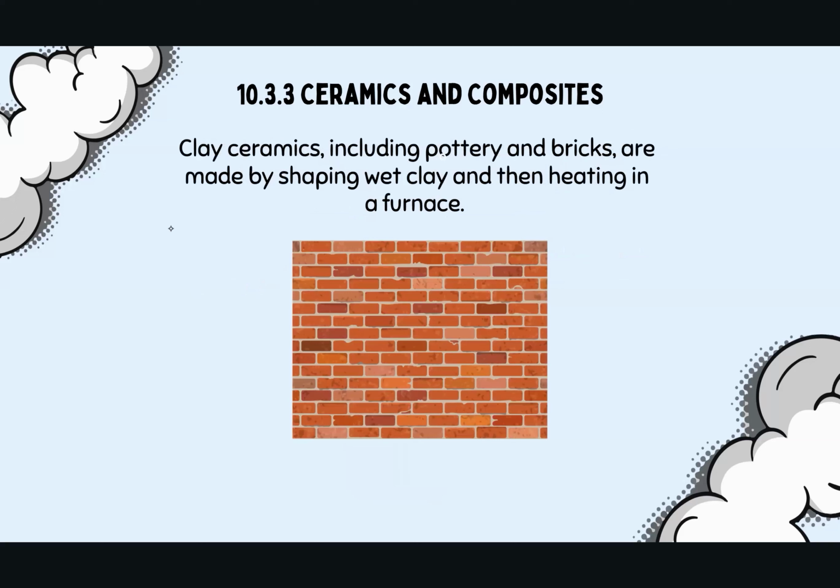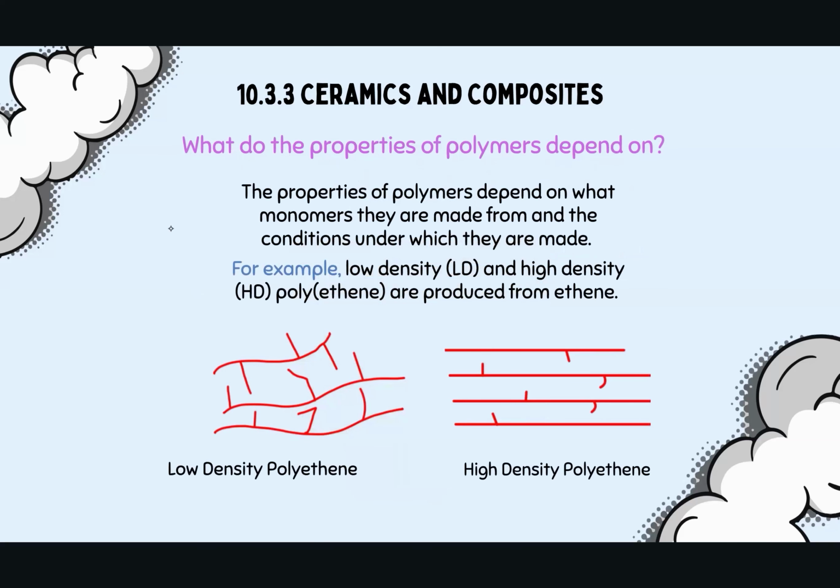Clay ceramics include things like pottery and bricks. They're made by shaping wet clay and heating in a furnace. Now, what we've got here is low density polythene and high density polythene. So the properties of polymers depend on what monomers they are made from and the conditions under which they are made.